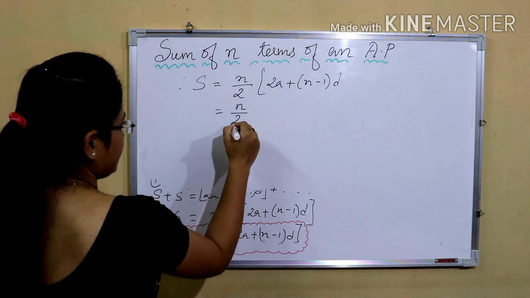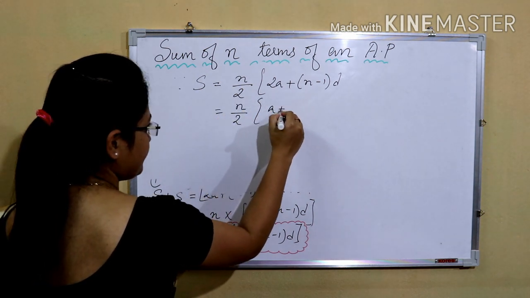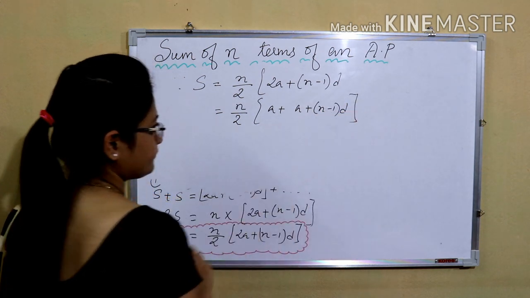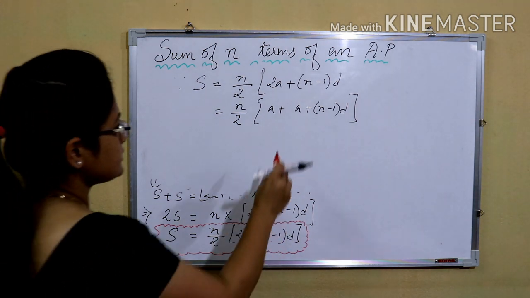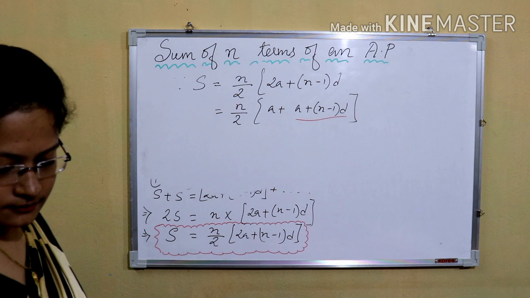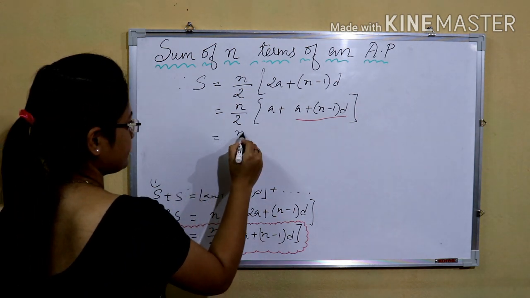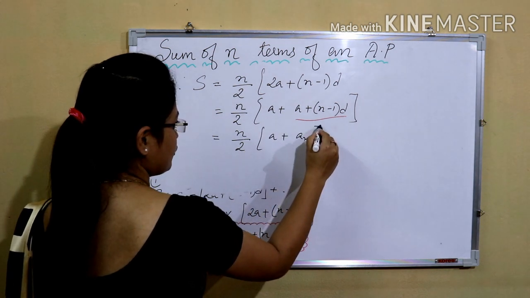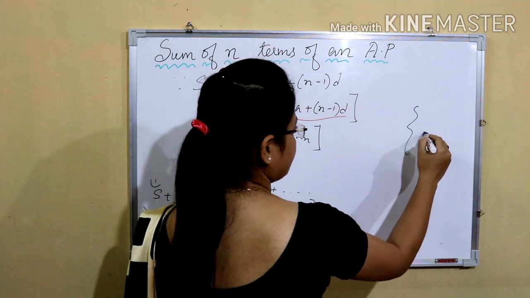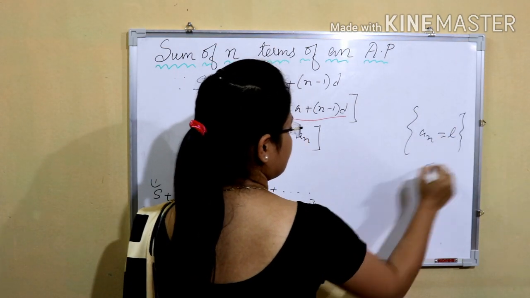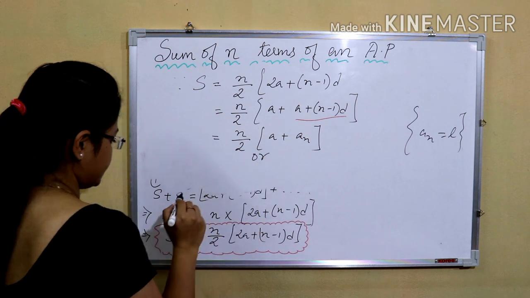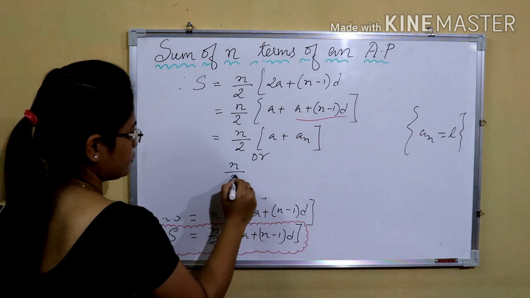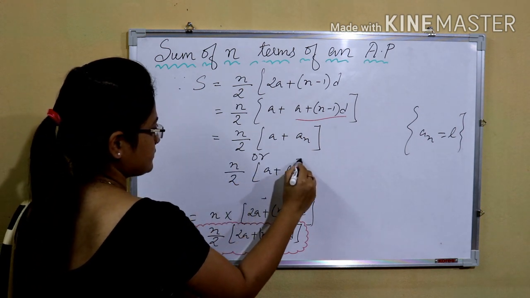So what can we write? n by 2, a plus, a plus n minus 1 d. Yes? And this a plus n minus 1 d, it is an. So n by 2, a plus an. We also know that an is the last term. So we can also write n by 2, a plus l.